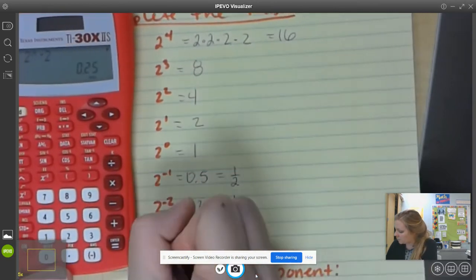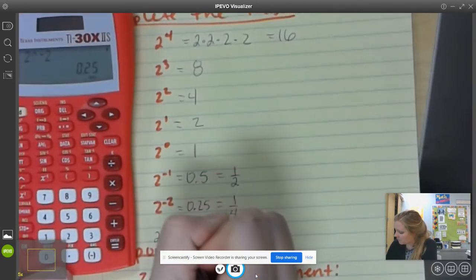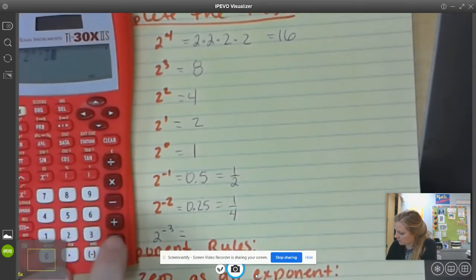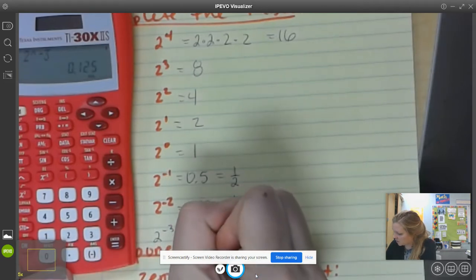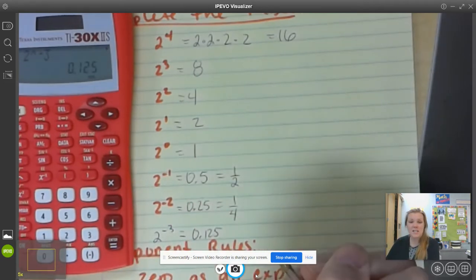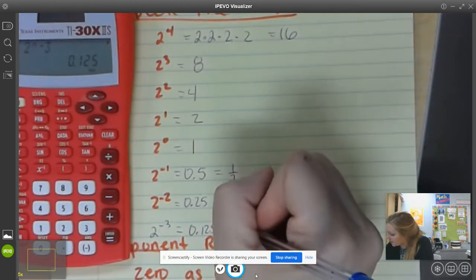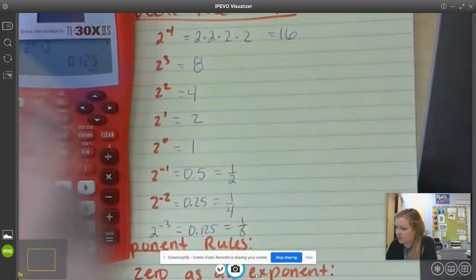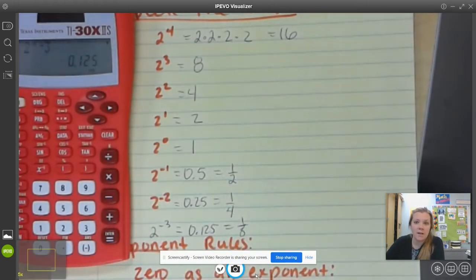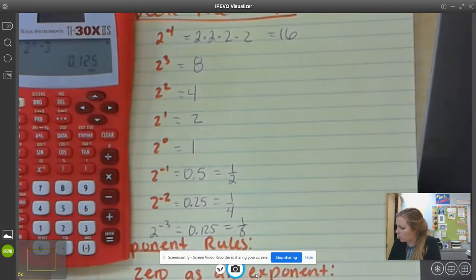If I added another one, 2 raised to the negative 3 is 0.125. These are decimals. So when the exponent is negative, do you see how the decimals are getting smaller and smaller? This is actually 1/8. If you do 1 divided by 8, you get 0.125. Cool fact.